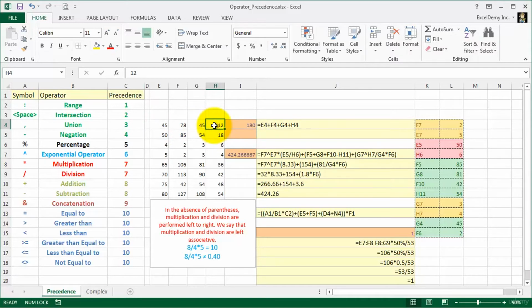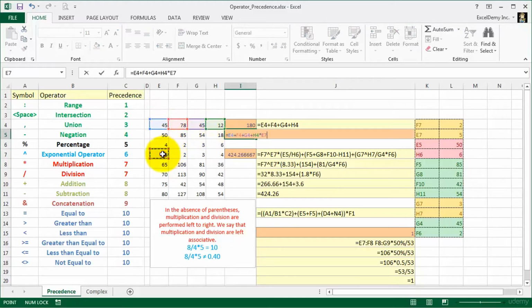Let me show you how you can make a mistake. Say I want to add cells E4, F4, G4 and H4, then multiply the result by the value of cell E7. Mistakenly, you write the formula like this: equal sign, E4 plus sign, F4 plus sign, G4 plus sign, H4 and finally asterisk sign and then E7. You thought that the result would be 900, as you already calculated that the sum of the cells E4, F4, G4 and H4 is 180. So when it is multiplied by 5, the result would be 900.